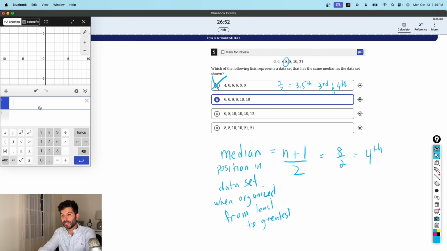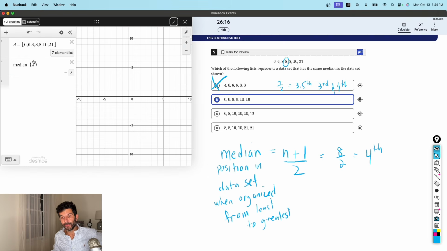Now, let's talk about Desmos. What's nice about Desmos is I can double check this again. If you coast through this first module and you have the time to go back and check your answers, what we can do is say capital A, if we want, and then we do brackets 6, 6, separated by commas. We're going to form a list here. So we're going to call capital A this list, which is made up of 7 elements. If I do median of parentheses A, I get my median of 8.